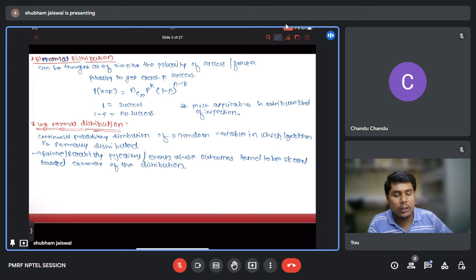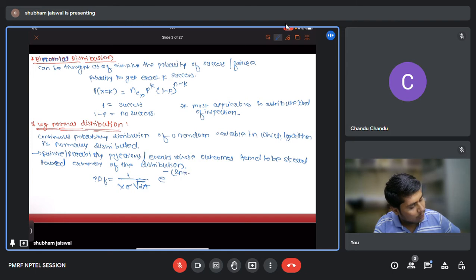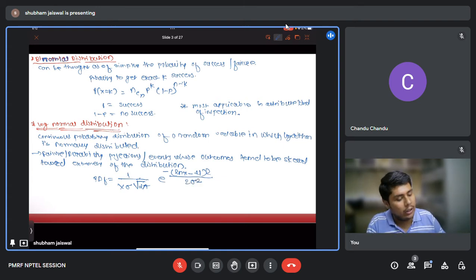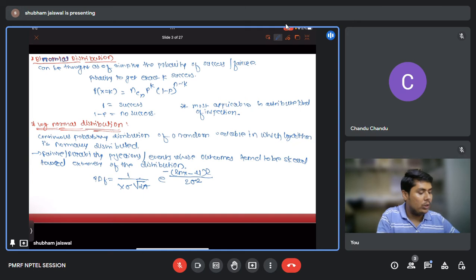The probability distribution function for the logarithmic distribution is given by the equation 1 upon x sigma, that is standard deviation, times the square root of 2 pi, into e to the power minus (log of x minus mu) whole square divided by 2 sigma square. Sigma square is also known as the variance. Okay, so this is about the normal distribution.